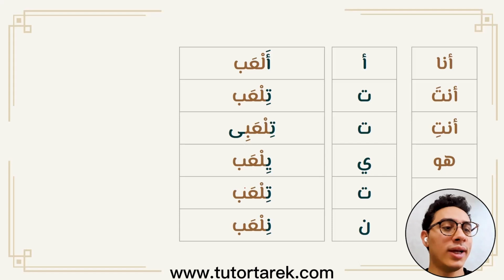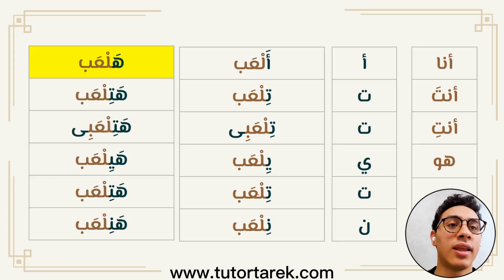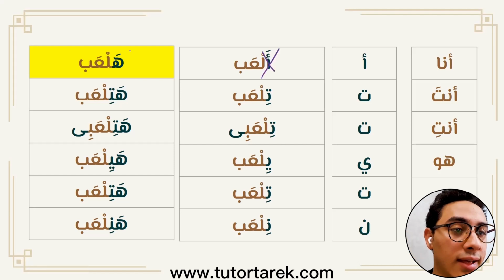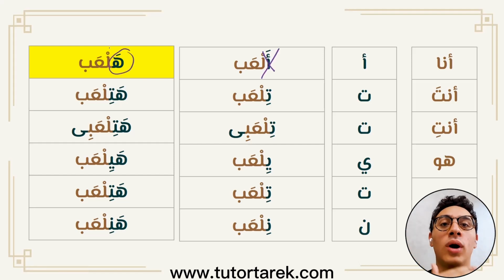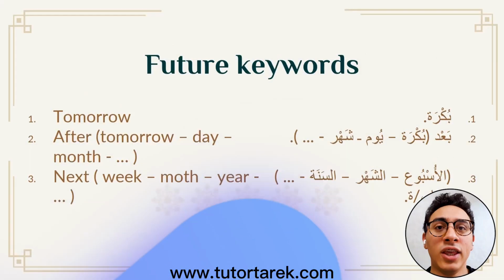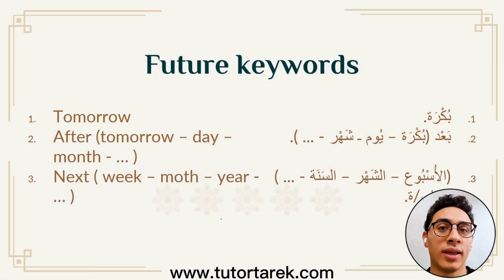أنا ألعب, هو يلعب, هي تلعب. Then I will just add a ha. But take care with أنا, I remove the alif. I say أنا هلعب, not أنا هألعب. We say أنا هلعب, so we remove the alif and we make it only ha. So أنا هلعب, هو هيلعب, هي هتلعب. And don't forget, with أنتِ we add a ye at the end because we are directing our speech to a female.